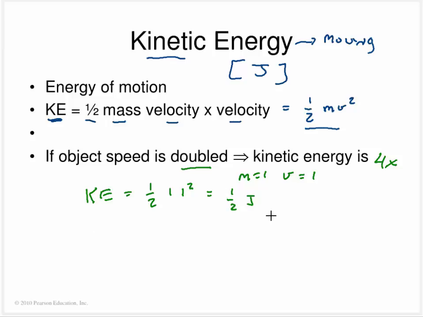Now what happens if we were to double the velocity, so the speed is equal to 2, right? 2 is double 1. Then the kinetic energy is simply going to be equal to 1/2 times 1 times 2 squared, which is going to be equal to 2 joules, and that is 4 times as large as this one right here.